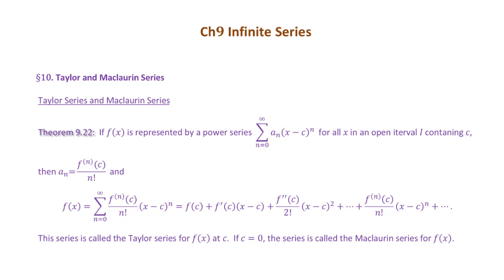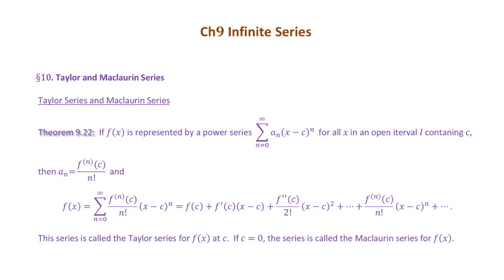When n equals 0, for example, then you don't take the derivative. So it's just f of c over 0 factorial. But 0 factorial is 1, so you get f of c, and x minus c to the 0 is also 1. So the first term will be f of c itself.